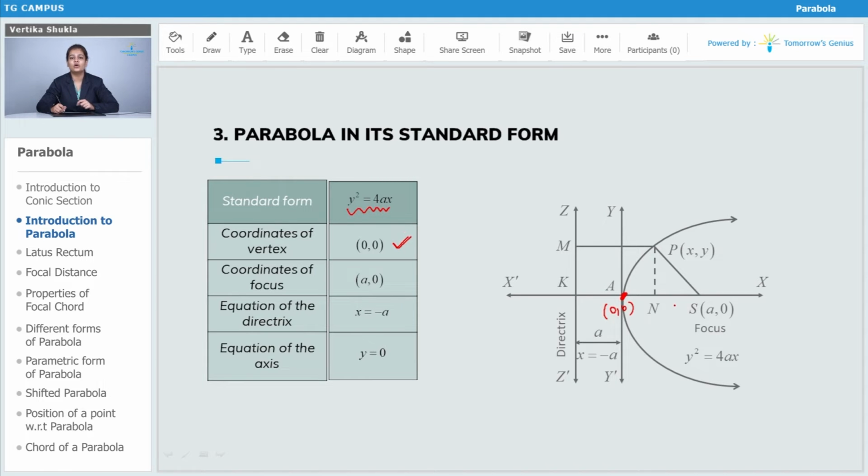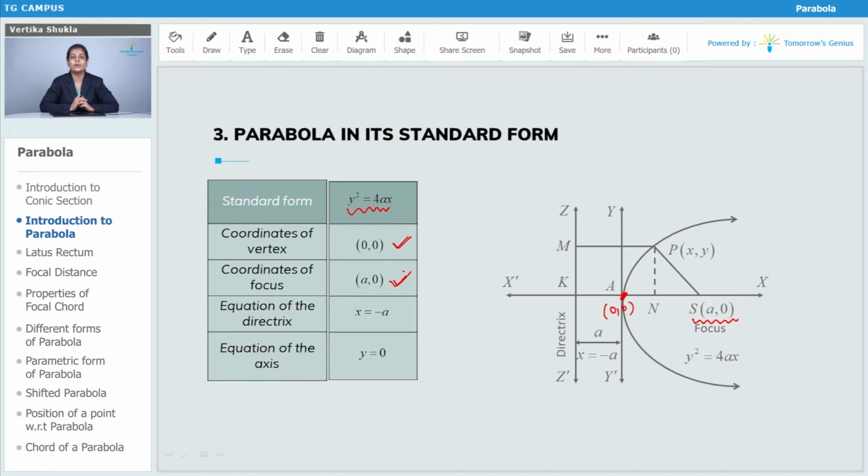Now coming to the coordinates of focus. The coordinates of the focus are basically the coordinates of the fixed point. For the standard parabola, what was the fixed point that we considered? The point was a, 0. And what was a? A was the distance between the vertex and the focus. Okay, so the coordinates of focus are a, 0.